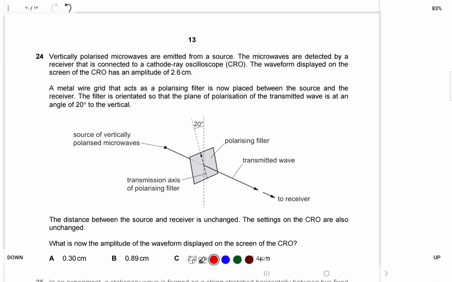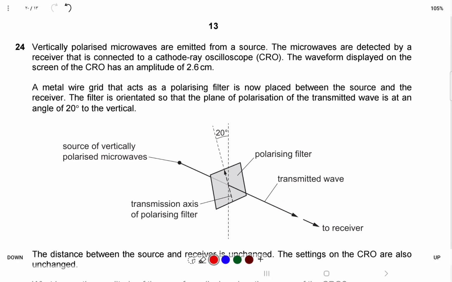24. Vertically polarized microwaves are emitted from a source. The microwaves are detected by a receiver that is connected to a cathode ray oscilloscope, CRO. The waveform displayed on the screen of the CRO has an amplitude of 2.6.